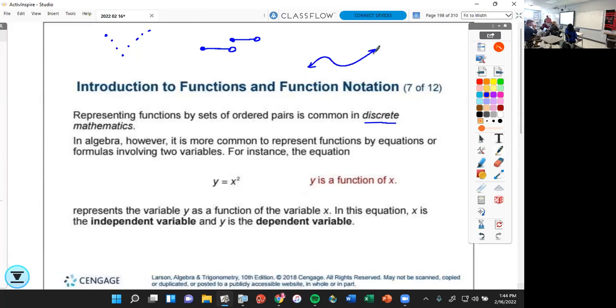In algebra, it's more common to represent functions by equations or formulas involving two variables. For instance, y equals x squared. Y equals x squared is a function of x, right? Okay.